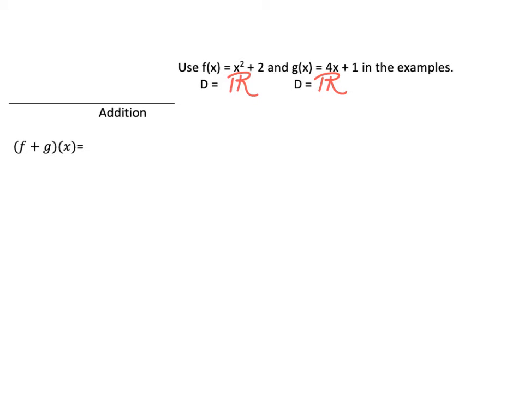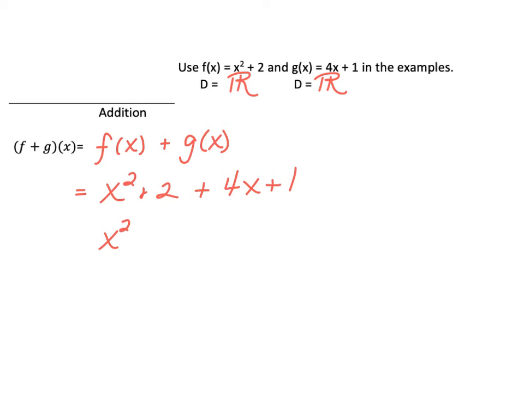any new restrictions. So the notation that you see here on the screen, f plus g of x, is equivalent to taking your two functions, f of x, and adding it to g of x. All right, so you'll see it written one of those two ways. So all you're doing is x squared plus 2 plus 4x plus 1, and really you're just combining any like terms you see to get x squared plus 4x plus 3. So my domain is still going to be all real numbers.